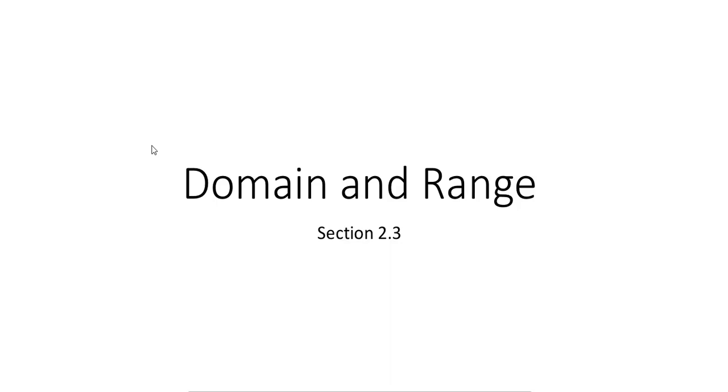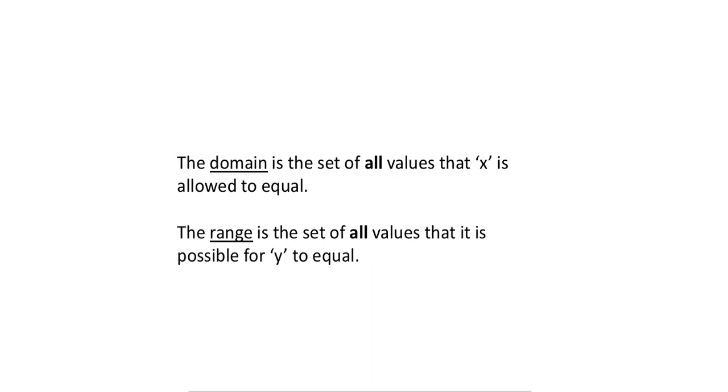In this video, we're going to take a look at section 2.3, which is on the topic of domain and range. So let's start with a couple of definitions. The domain is the set of all values that x is allowed to equal. So whether you're studying a graph, a relation, an equation, a table, whatever entity you're looking at, the domain would be the set of all values that x is allowed to equal.